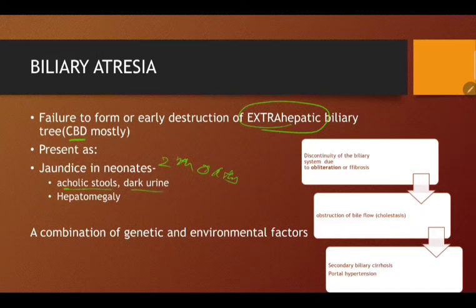Again, why? Because the bile cannot move, cholestasis, and hepatomegaly. So there's discontinuity of the biliary system due to obliteration or fibrosis. That means cholestasis. That means, again, biliary cirrhosis and portal hypertension, worst case scenario, because hepatomegaly can lead to increased pressure in the portal vein.